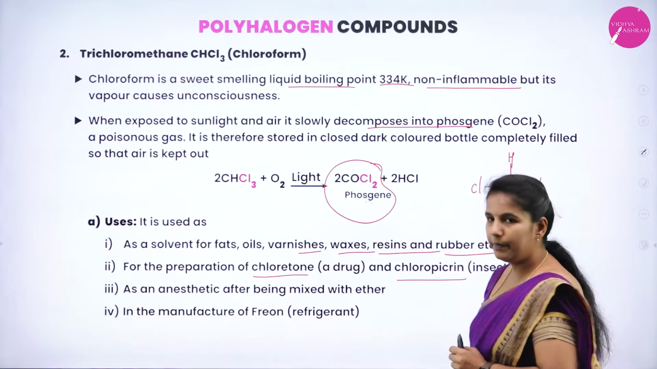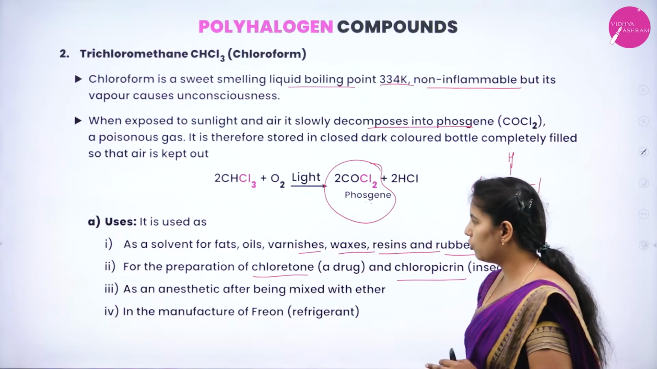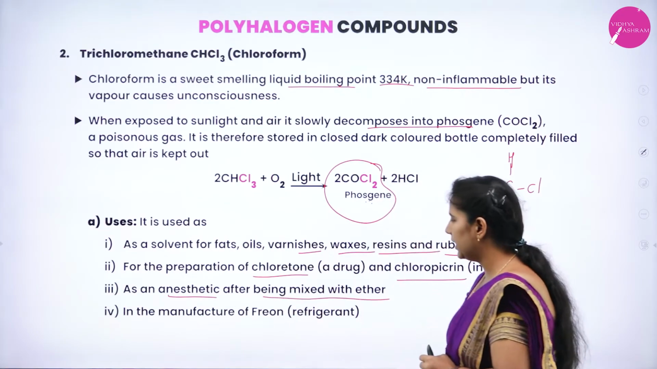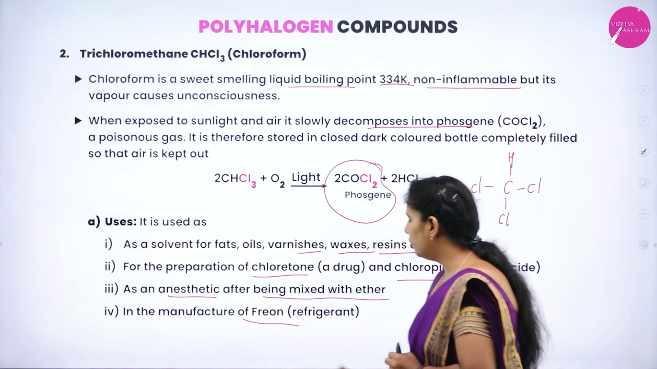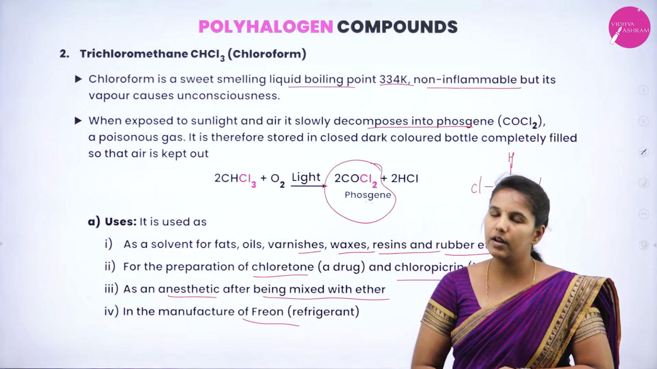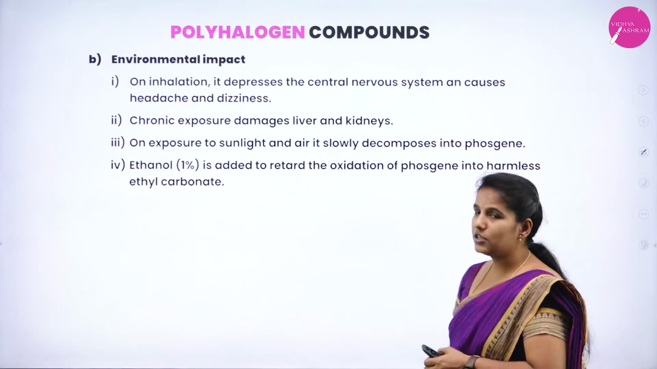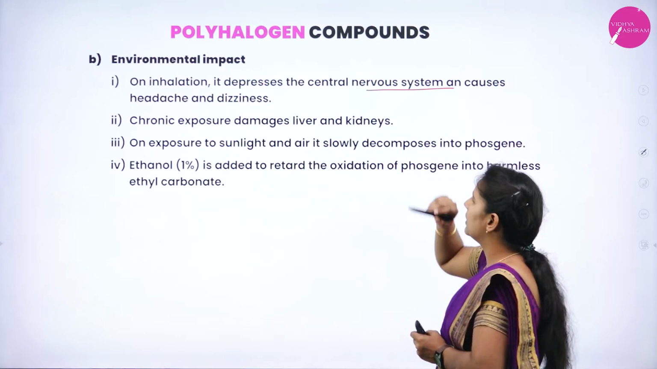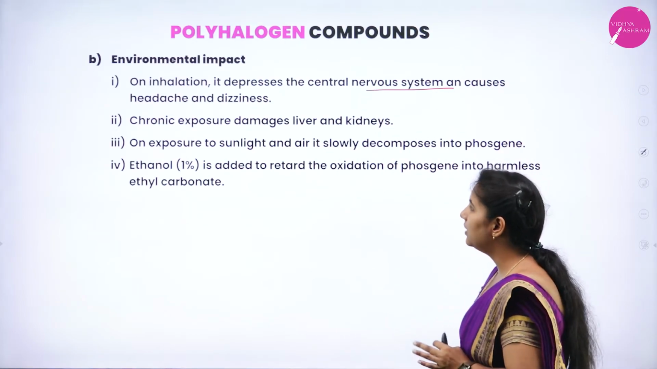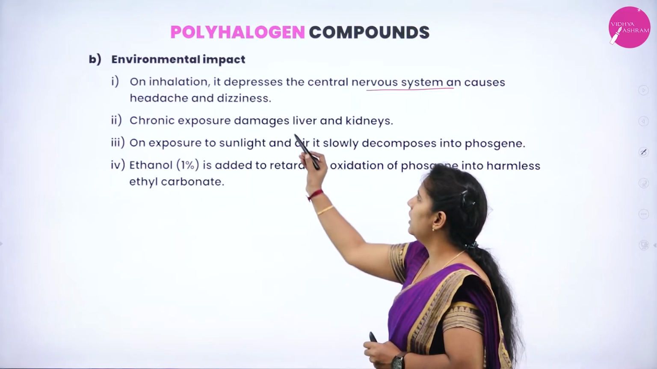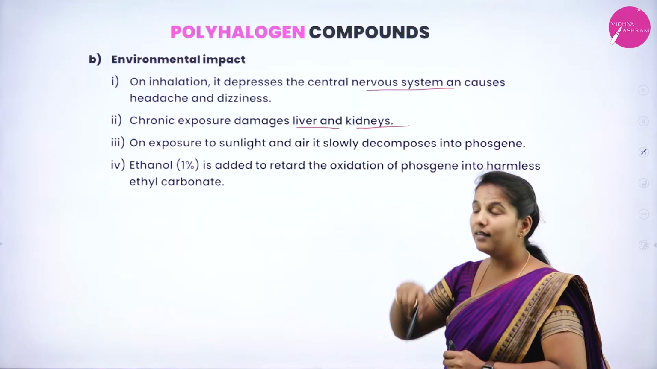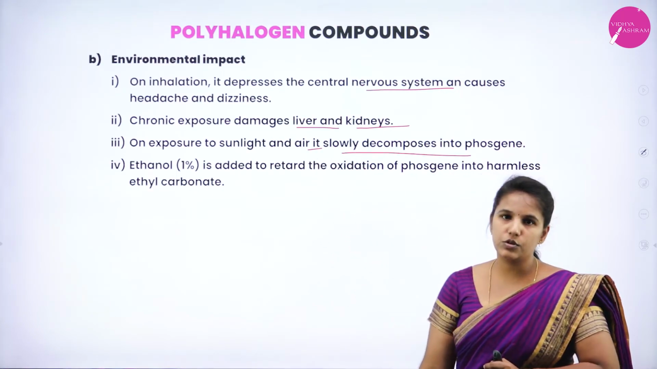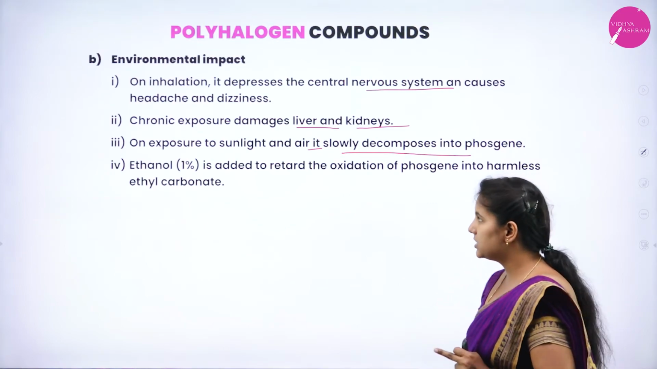drug, and chloropicrin. In that preparation we use what? Chloroform, and specially it is used as an anesthetic after being mixed with ether and in the manufacturing of freons, especially with the refrigerator we will use chloroform. Coming into their environmental impact, on inhalation it depresses the central nervous system and causes a headache as well as dizziness, and chronic exposure damages the liver as well as the kidney, and exposure to sunlight with the air, it slowly decomposes to give what? Phosgene gas. It is a dangerous gas.